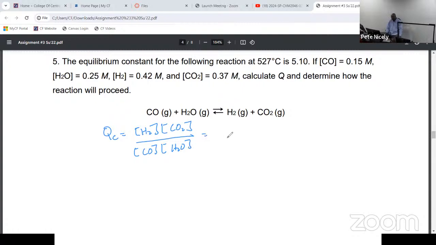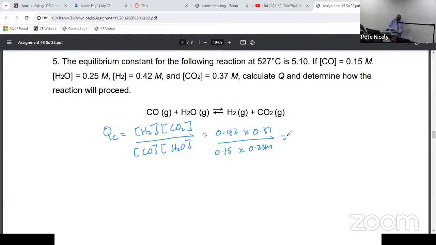So we put the numbers in, right? For hydrogen, that's 0.42 multiplied by, for carbon dioxide, 0.37, divided by, for carbon monoxide, 0.15, multiplied by, for water, 0.25 M. All right. And then we work that out.